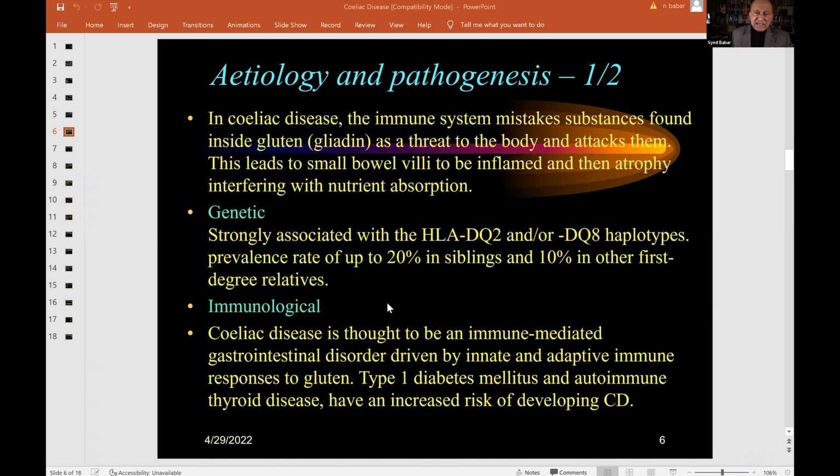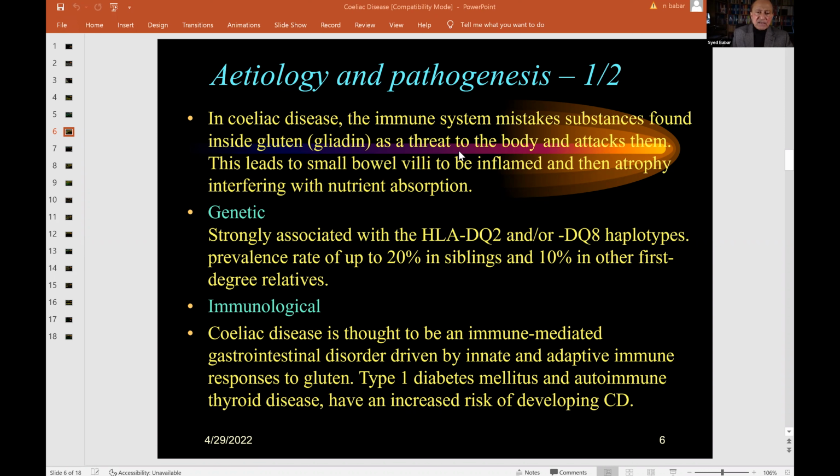So what exactly causes celiac disease and how does it progress? In celiac disease, the body's immune system, on being challenged with gliadin or gluten, mistakenly identifies it as a threat to the body and attacks these particles.